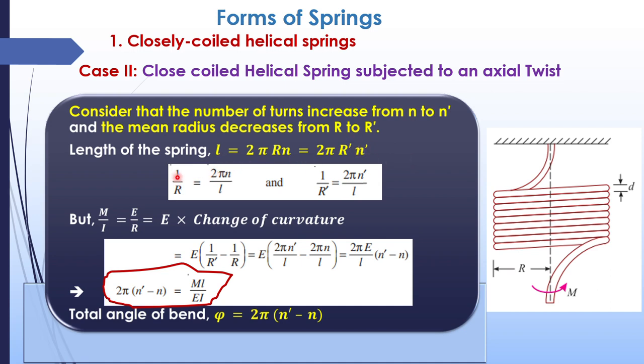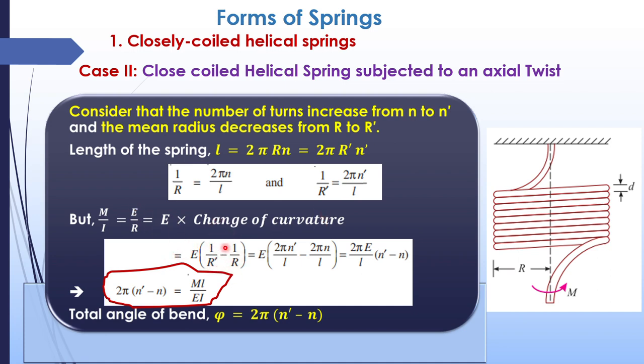Now from this equation, 1 by r is equal to 2 pi n divided by L, and 1 by r dash is equal to 2 pi n dash divided by L. Now since we are applying a bending moment here, by the bending moment equation, M by I is equal to E by R. We have already discussed that in lecture number 18. So M by I is equal to E by R is equal to E into change of curvature.